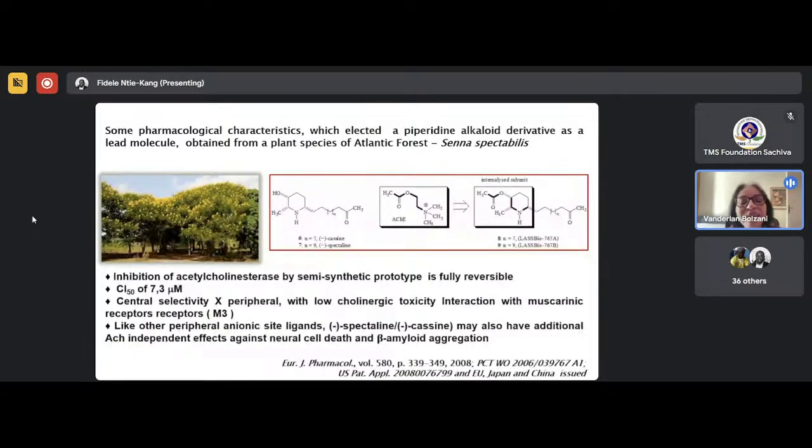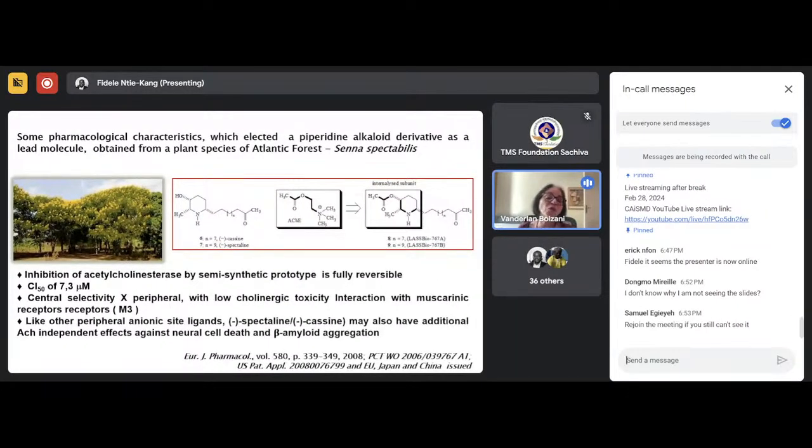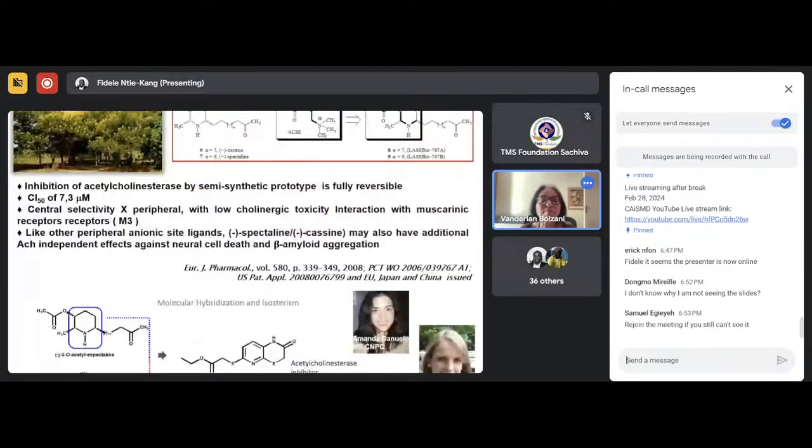That you see, this is very nice also that you can synthesize. And this was very nice. An inhibitor of acetylcholinesterase, a semi-synthetic, but also we abandoned this compound because you need so much amount of material, you need a lot of this material. The next one, please.